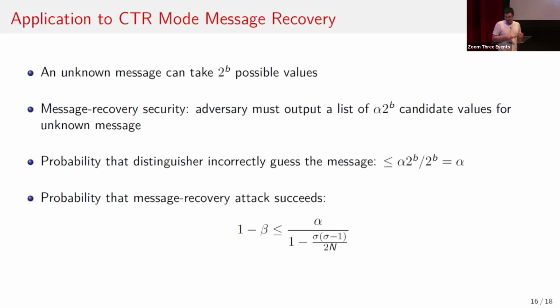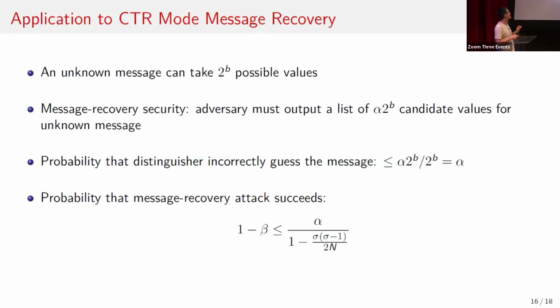Assume that we want to prevent message recovery attacks on the counter mode. Suppose that there's a message that takes 2^b possible values. For message recovery security, at first we must output a list of alpha times 2^b candidates for this message. In the extreme case, alpha is equal to 2^-b, then you just output one value, which is your candidate value.